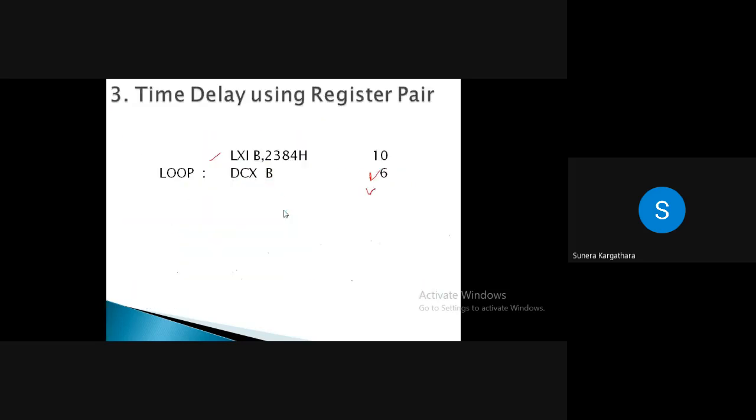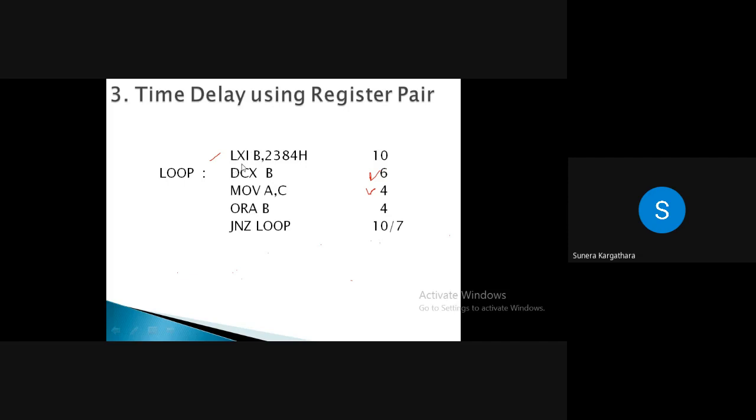Now, students, time delay using register pair, just compare it with the previous. In the previous, we have a register, so how much data can we load into the register? What was the maximum data that we can load into the register? 8-bit data, and the maximum data that you can load into the register is FF. Now here, instead of FF, you can load maximum data into your register pair. It can be FFFF, right?